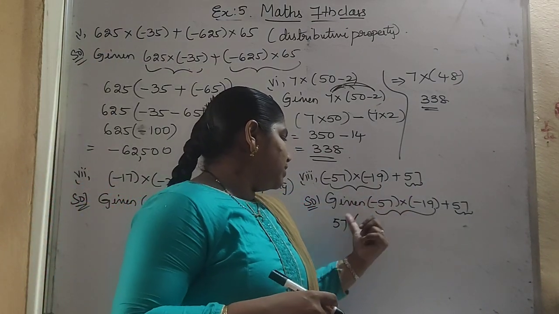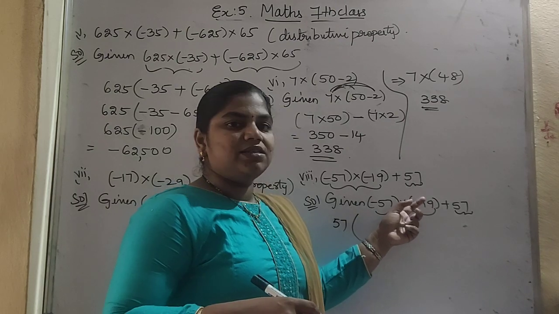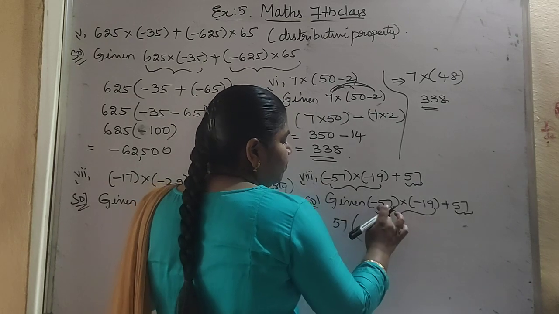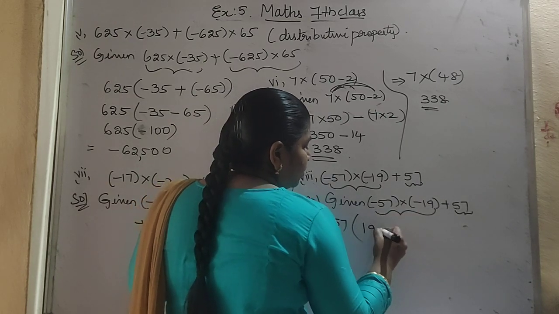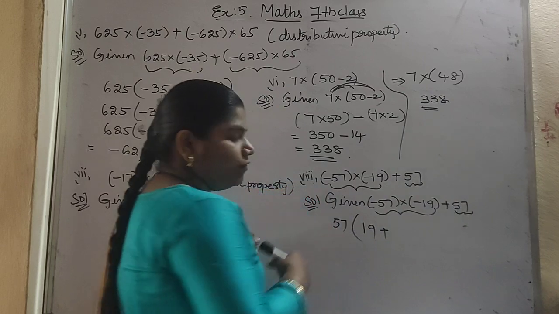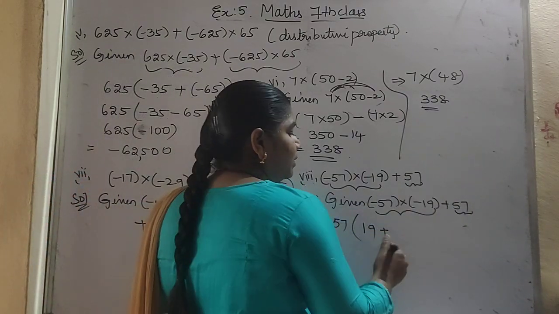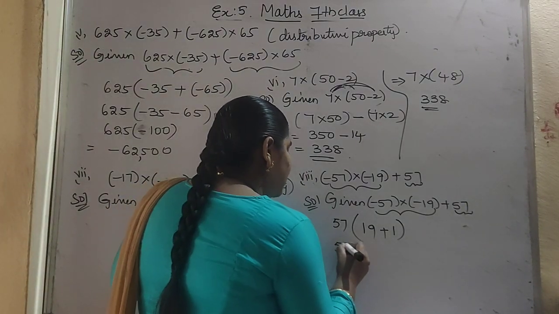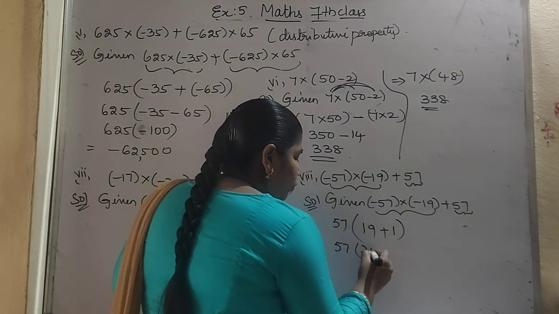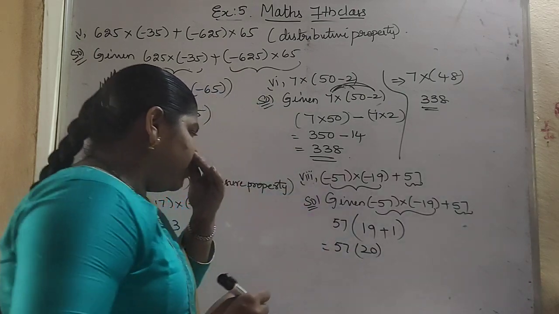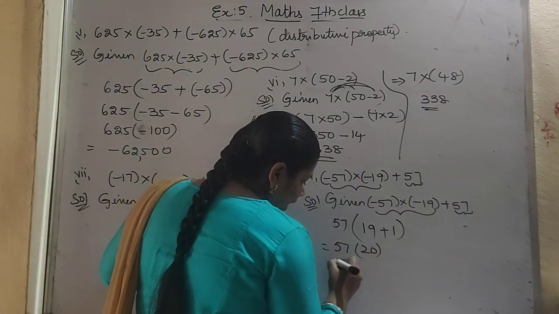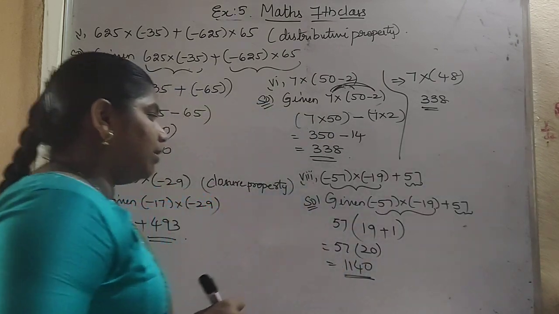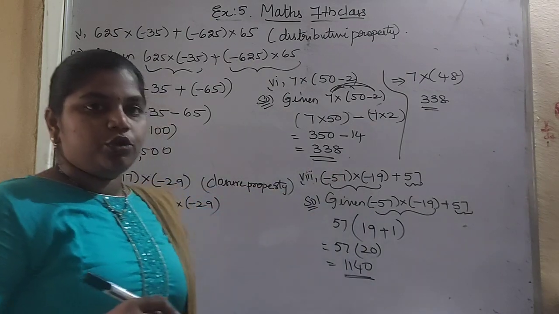Now after taking this 57 outside, what is the remaining number? Minus 19 as well as minus. So minus into minus will become plus here, and 19 is the remaining number, plus. From this term I have already taken 57 as common, so nothing will be there. That means it has 1 as common. Okay, so now 57 into 19 plus 1 will be 20. Now you can multiply this. 57 into 20 will be how much? 1140. This is by using the distributive property.